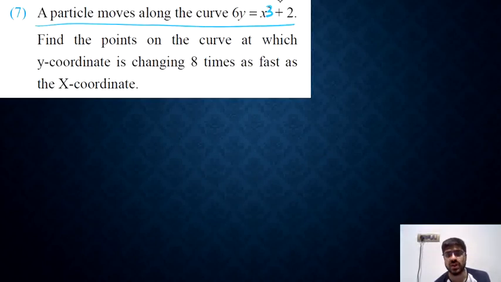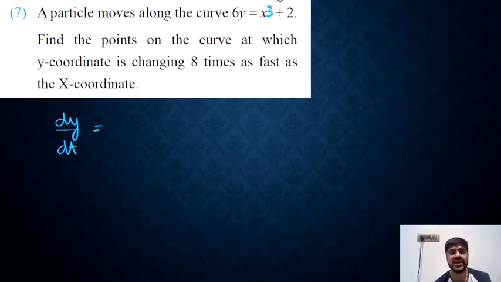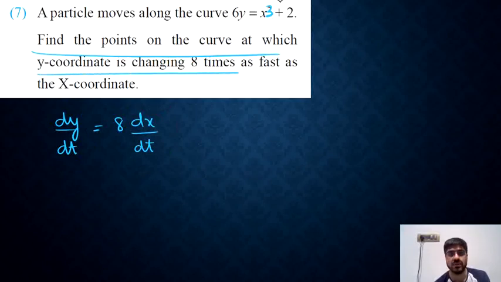So a particle is moving along this curve. Find the points on the curve at which the y coordinate is changing 8 times as fast as the x coordinate. So let us say that the x and y coordinates are changing with respect to time. The rate of change of the y coordinate will be dy by dt, and that will be changing 8 times as fast as the x coordinate, whose rate of change will be dx by dt. So dy by dt is 8 times dx by dt, that is what they have said in the question.